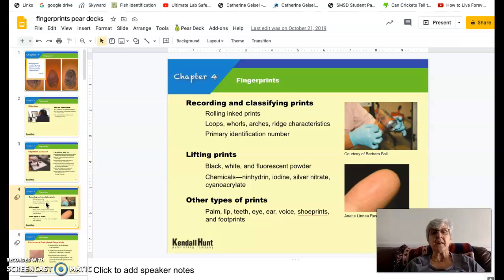So for fingerprint analysis, number one, there's rolling and classifying prints. So inking prints, which is what we're going to do at the beginning. Learning about loops, whorls, arches, and ridge characteristics. And then learning about the primary identification number. We are going to lift prints using fingerprinting tape, using black, white, and fluorescent powder. We also use chemicals like ninhydrin, iodine, silver nitrate, and cyanoacrylate, which will adhere to certain properties on the fingerprint. There are other body types of prints that can be used: palm, teeth, eye, voice, shoe prints, and footprints.